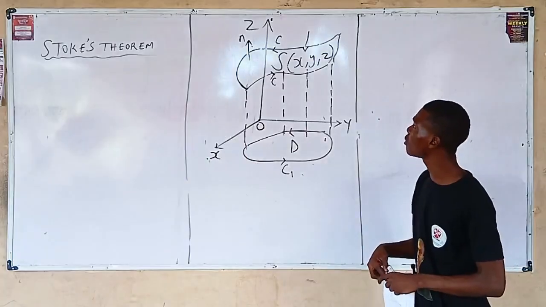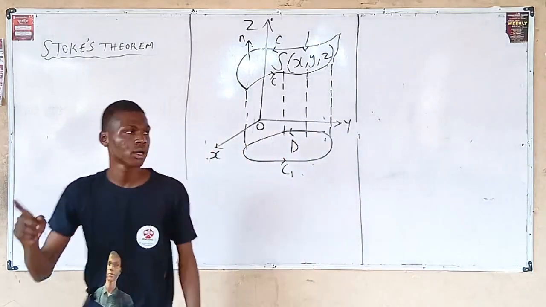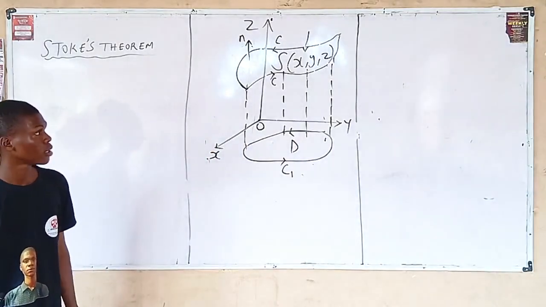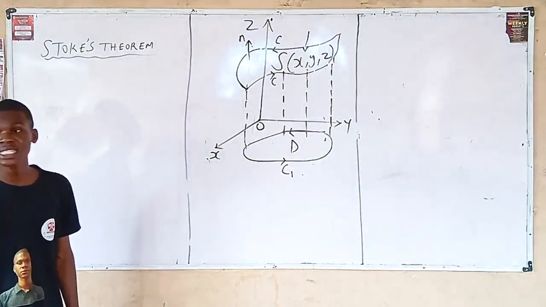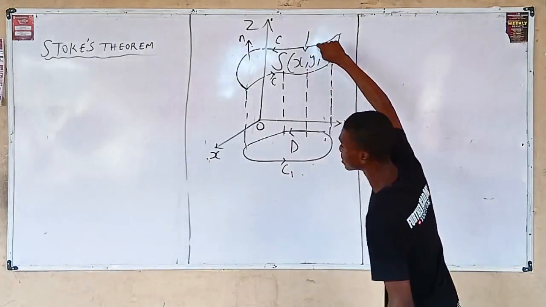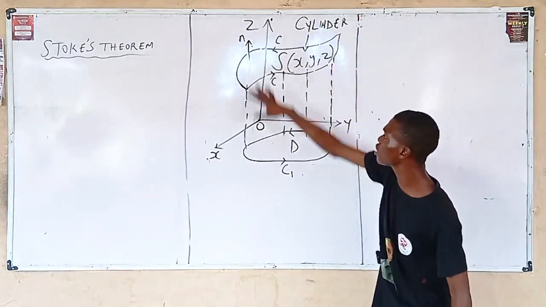Looking at this diagram, how many surfaces do I have? Three. Yeah, I have three surfaces. But let's say two. Let's say we have two surfaces. Now, let's say you are given this question, and this surface is defined as a cylinder. Then you draw a diagram.